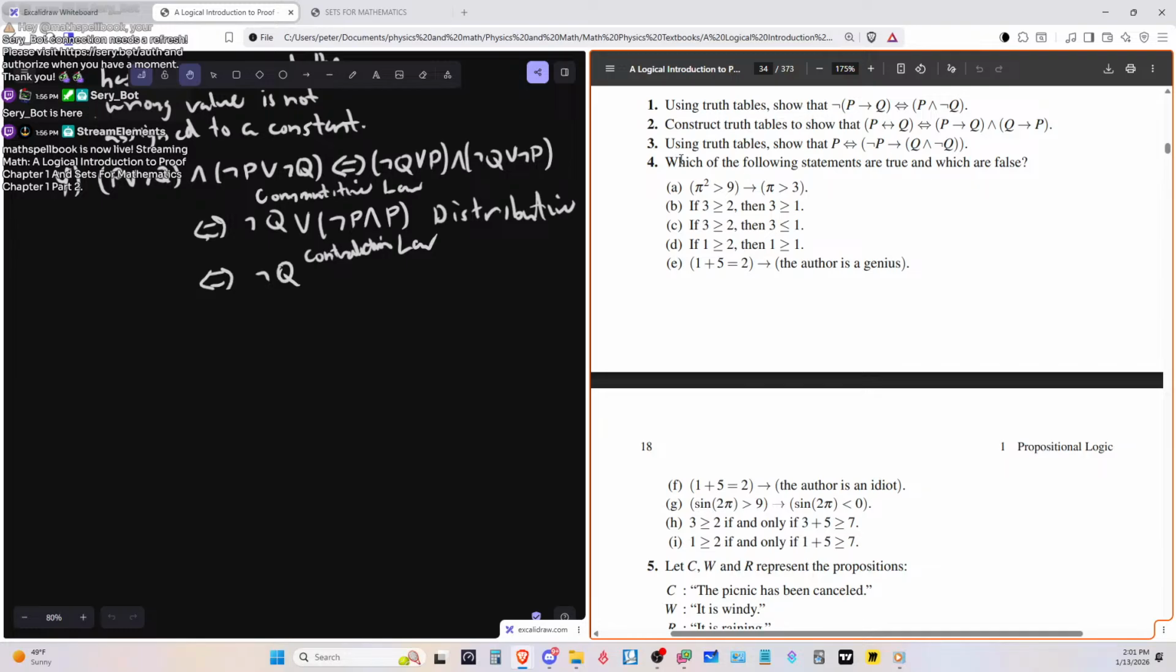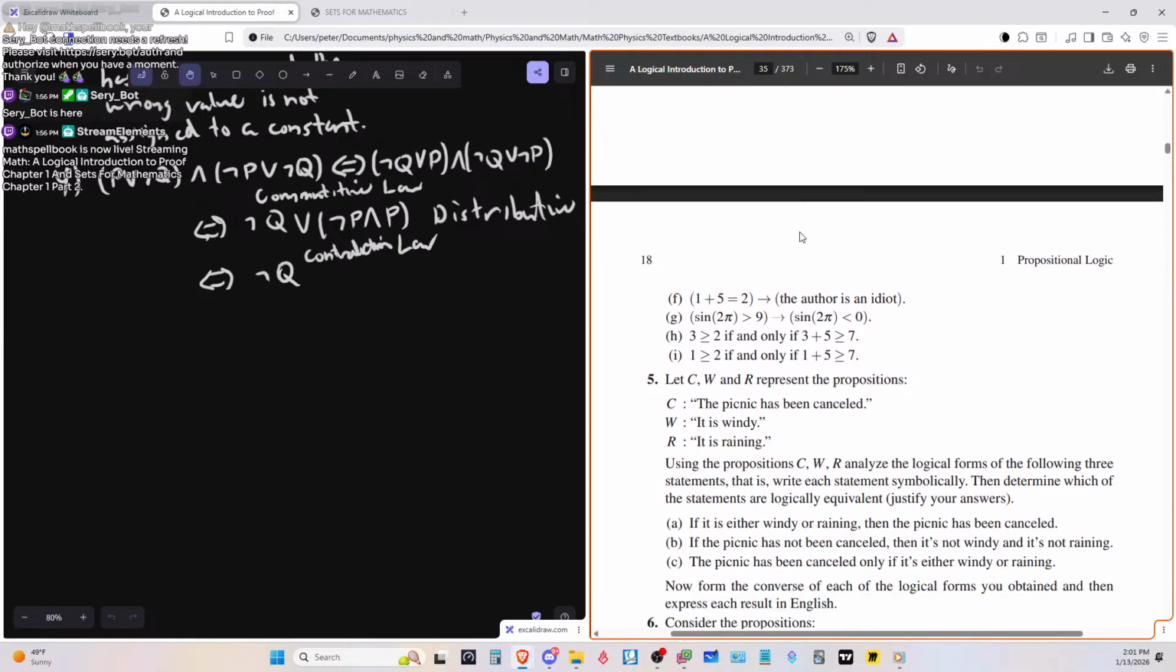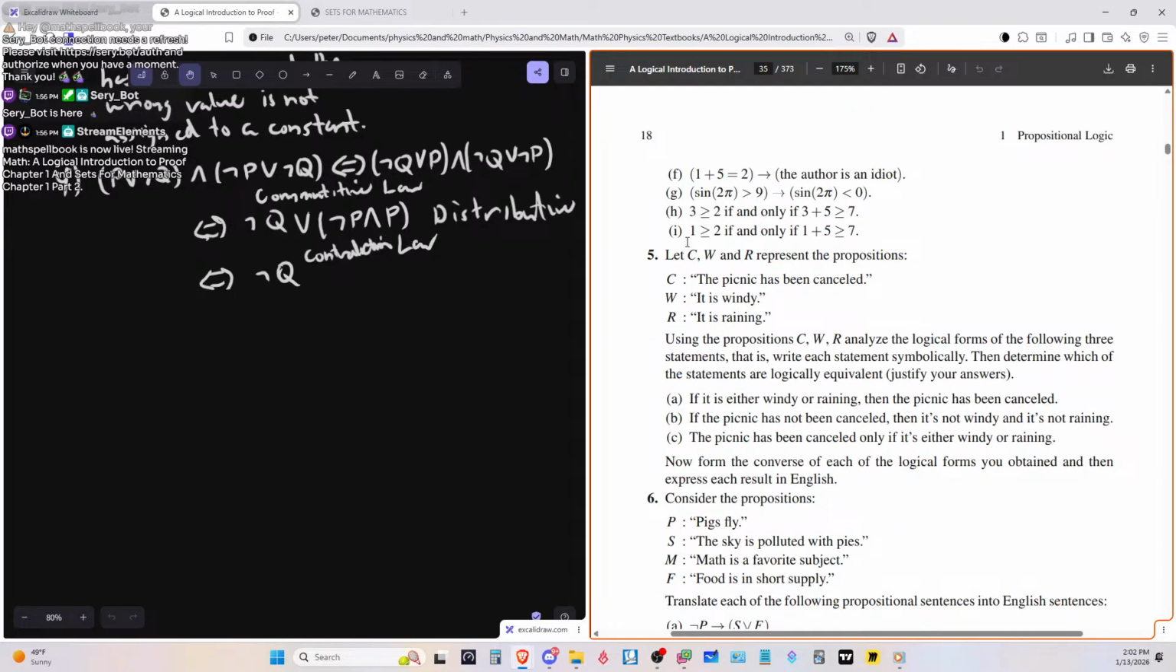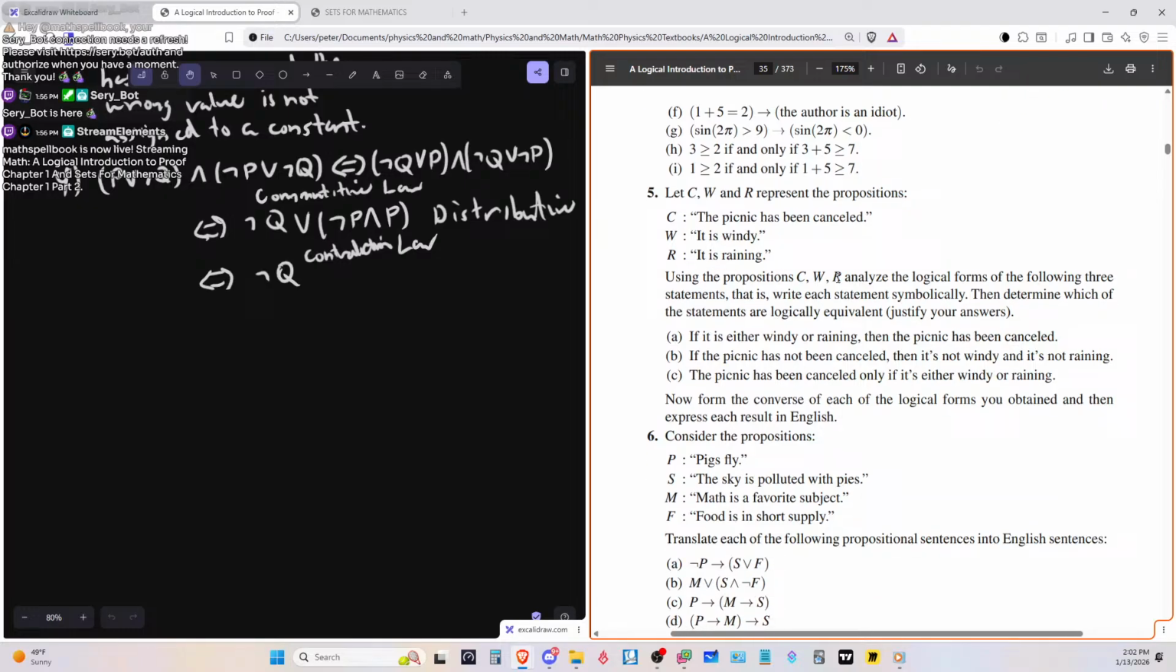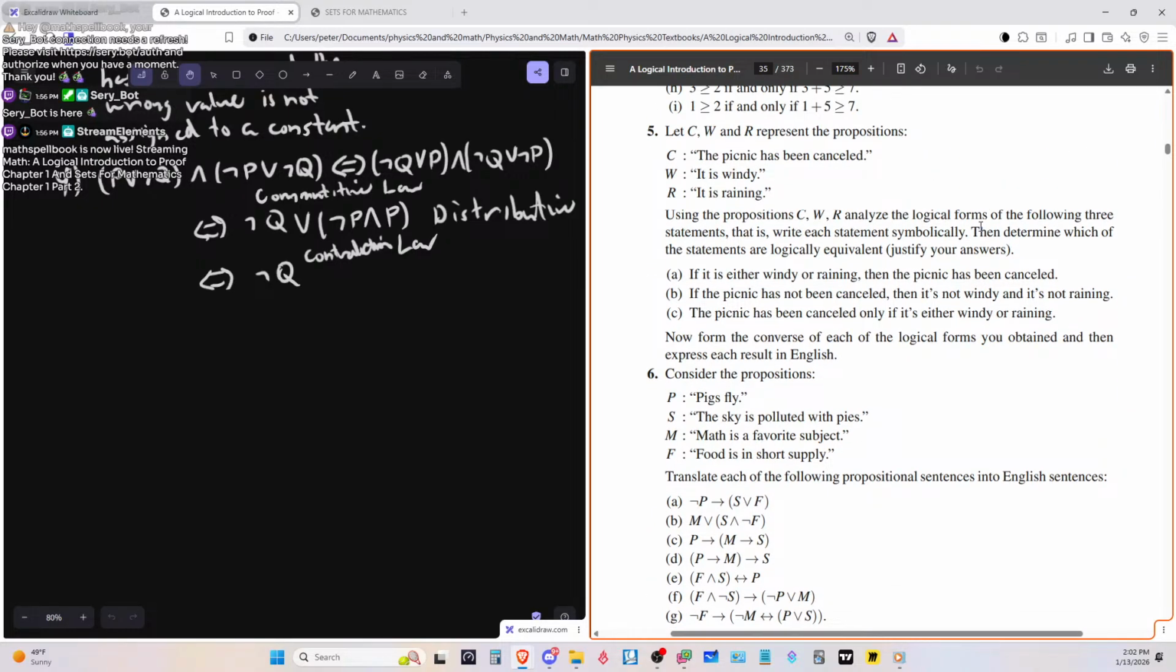So, okay. Let's see. Which of the following statements is true or false? The author is a genius. I find it funny that they add that. The author is an idiot. Let's see, let P represent a proposition. Okay, use the proposition to analyze the logical forms of the following. So we have to know about logical forms. Okay. Then determine which of the statements are logically equivalent. Okay.